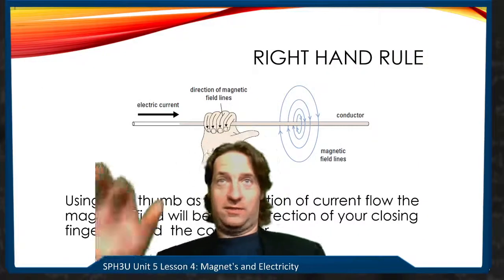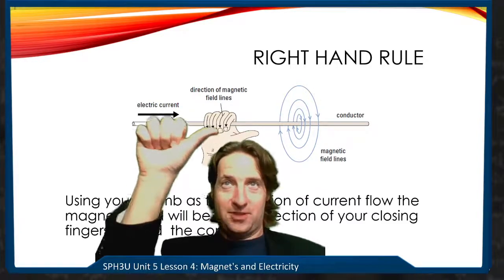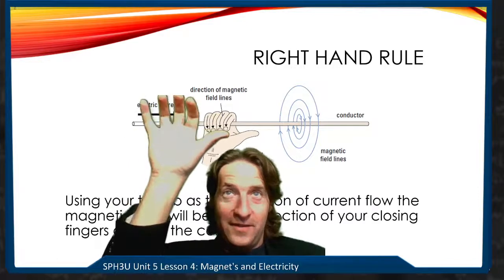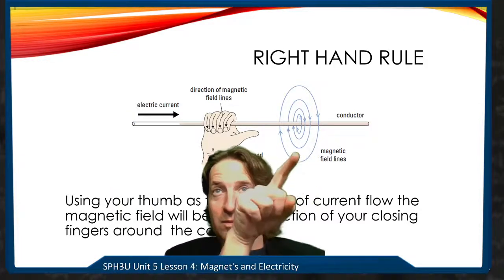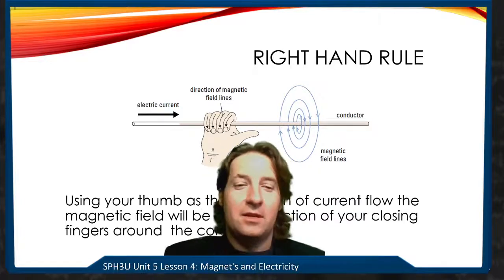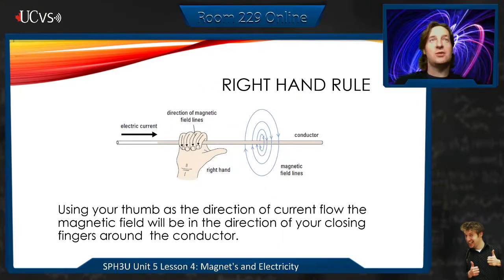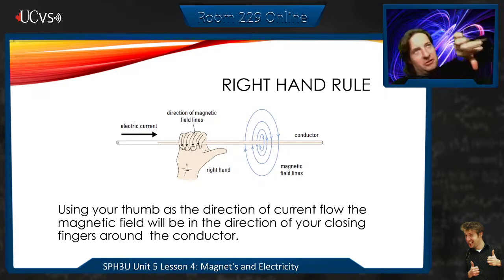So again, using our, let's see if I can do this one. Which way? There it is. The thumb represents the current. I'm going to duck here a little bit. And the fingers going around this wire represent this magnetic field going around here. So that's our right-hand rule. Using the thumb as the direction of the current, the magnetic field will be in the direction of your closing fingers around the current. It's always fun when we do the exams or tests in this unit, and everybody's doing fun things, especially in grade 12, because there are different right-hand rules. We'll do that here too with the motor principle. You'll have another right-hand rule where you're going to have to do some sort of strange hand manipulations to figure out the answer.